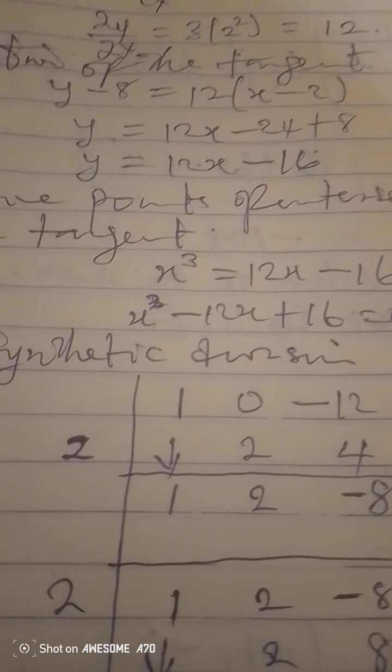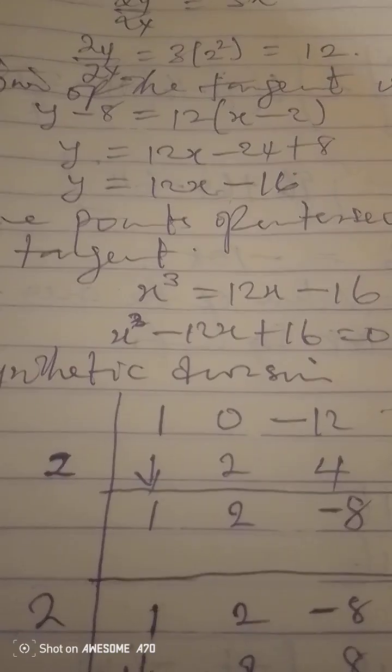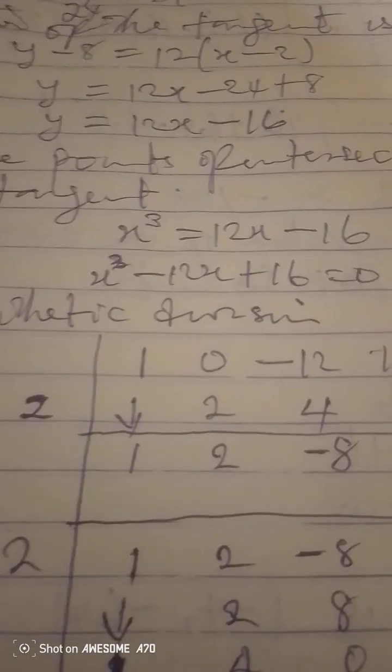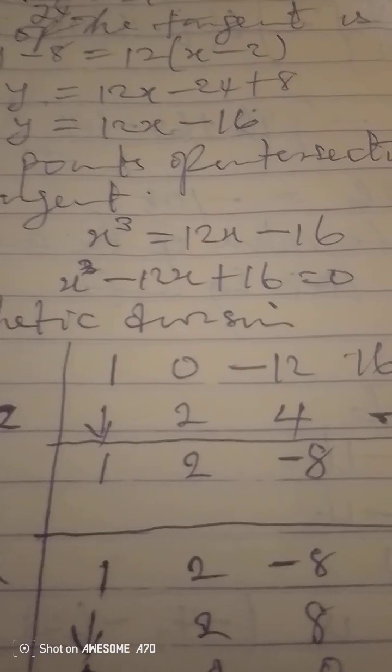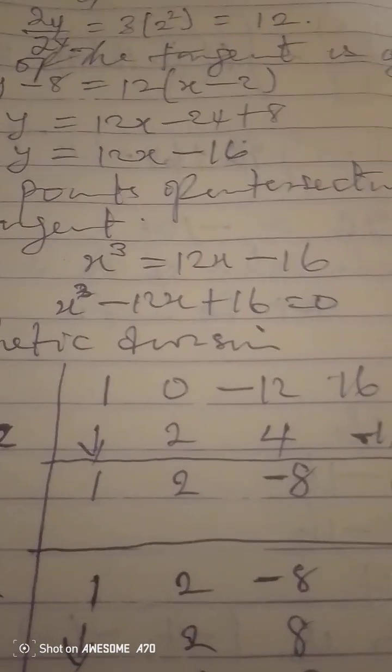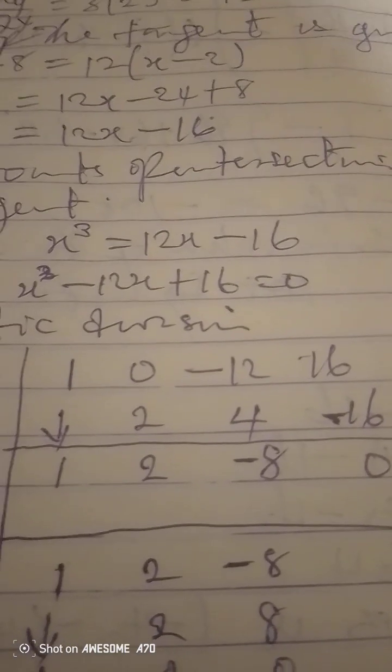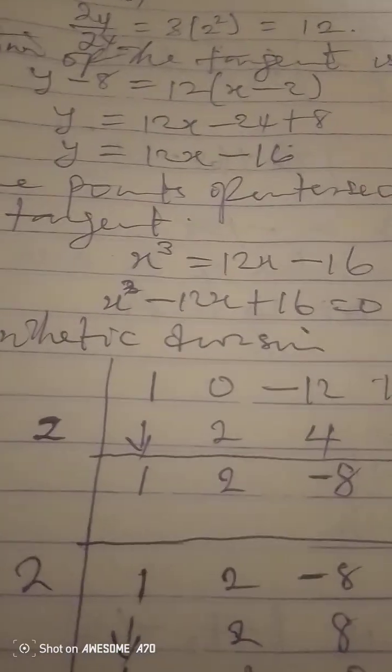Using synthetic division, we pick the coefficients 1, 0, -12, 16. That is, 1 is for x cubed. There is no x squared, so we replace that with 0. Then for x, the coefficient is -12. Then 16 is the constant term. So we bring down 1 first.